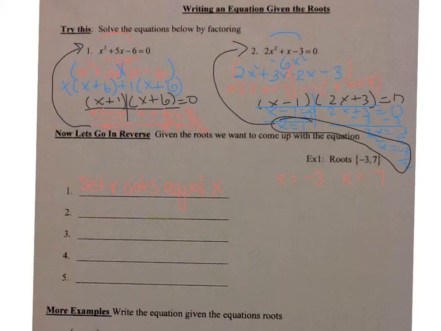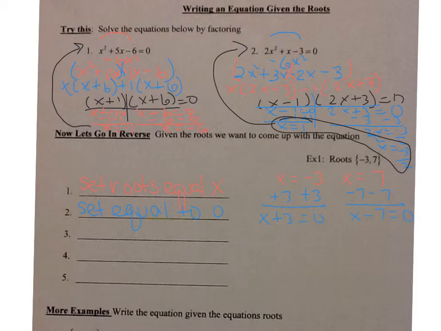The next step would be to set equal to 0. So to get x plus 3 equal to 0, I have to add 3. So x plus 3 is equal to 0. And on the right one, x minus 7 is equal to 0.